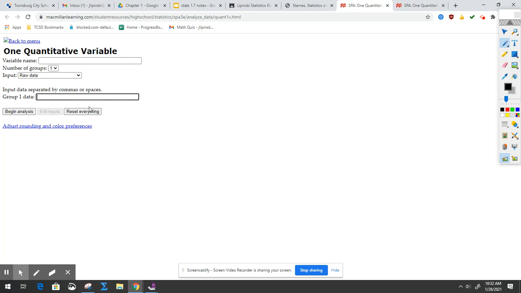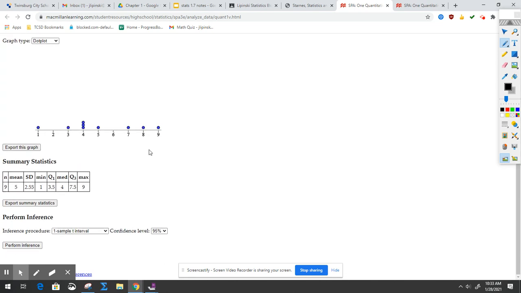So I'm just going to enter all the values: 1, 2, no, 3, 4, 3 times, 5, 7, 8, and 9. I would never want 9 pets. Okay, so begin analysis, and we have it right here from this table.